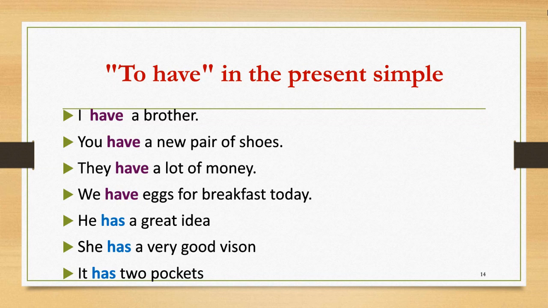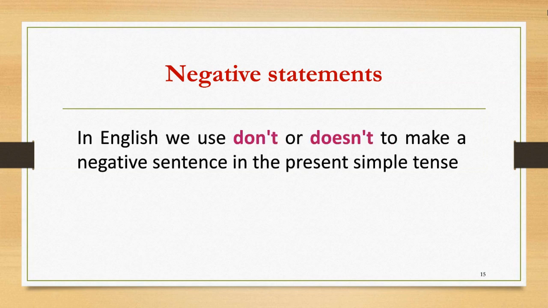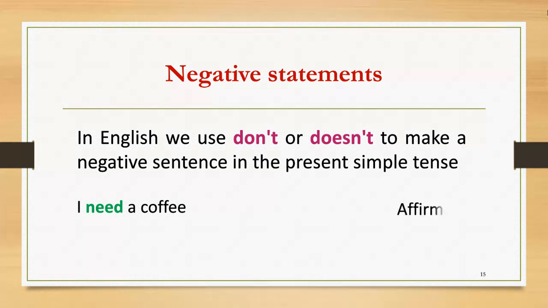Now, let's move to the negative statements. When we want to say no in English, we use don't or doesn't to make a negative sentence in the present simple tense. For example, I need a coffee. That is an affirmative or a positive statement.